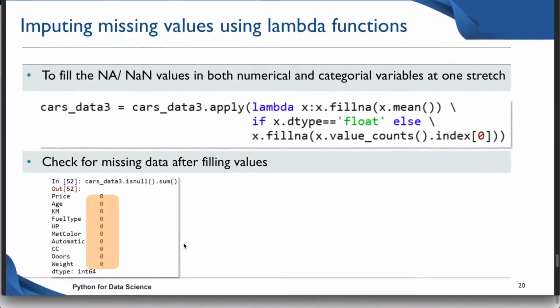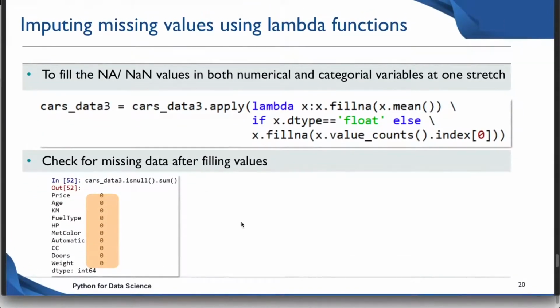We can also do it by using a lambda function. To fill the null or NaN values in both numerical and categorical variables in one stretch, we can call the apply function, and inside that we'll pass the lambda, that is an anonymous function, which has x and x.fillna, and we can pass x.mean if x.dtype is equal to float. Else we'll use x.fillna with x.value_counts().index[0]. So the first if condition is for numerical variables and the second is for categorical variables. So we can try that.